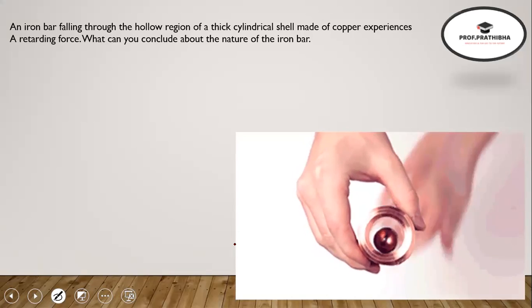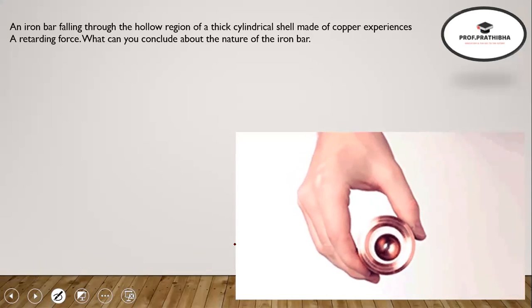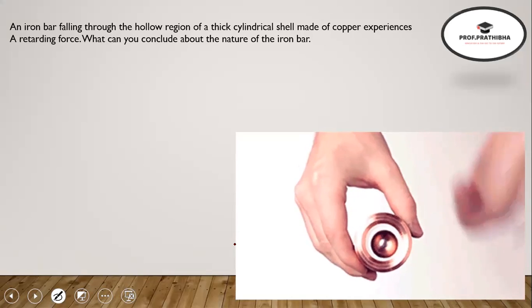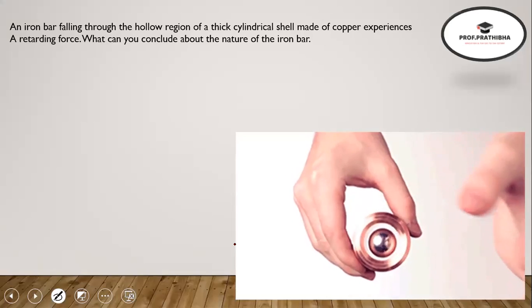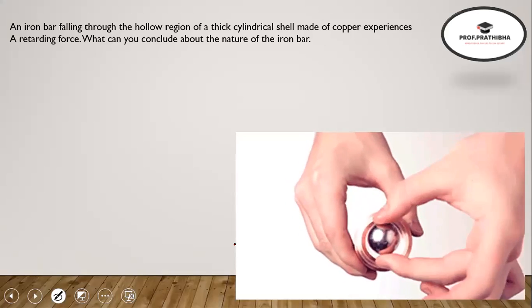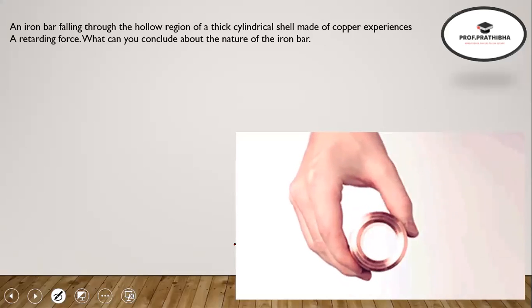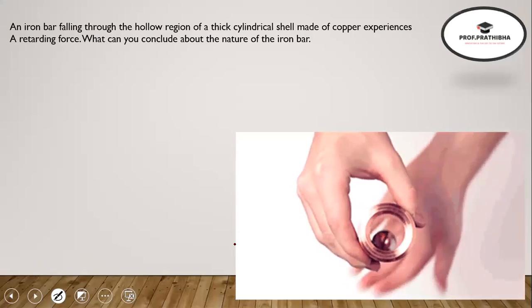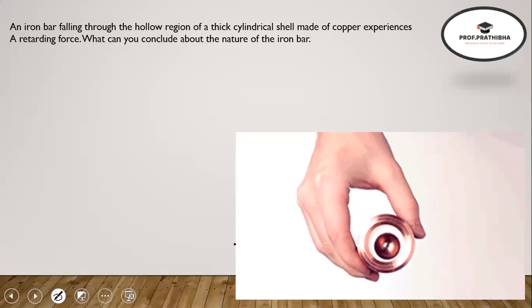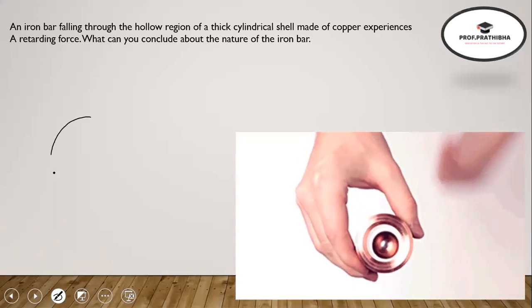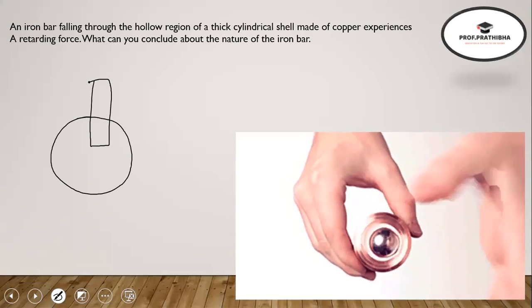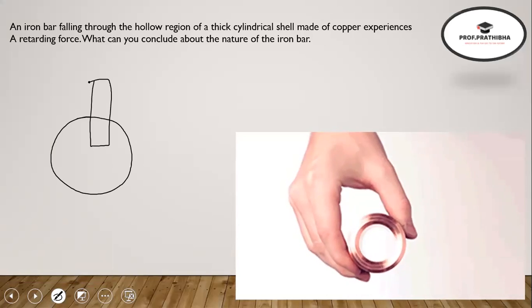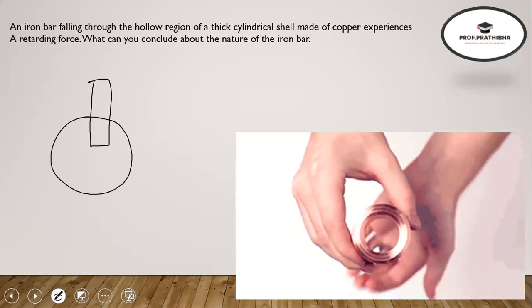Now, there's an iron bar falling through a hollow region of a thick cylindrical shell made of copper, which experiences a retarding force. Just like something that you can see on the picture: there is a thick cylindrical shell and I have put an iron bar here and it is falling, and you will see that it is experiencing some sort of retardation. Meaning its speed is getting affected, as you can see on the right side. Can you tell me why?